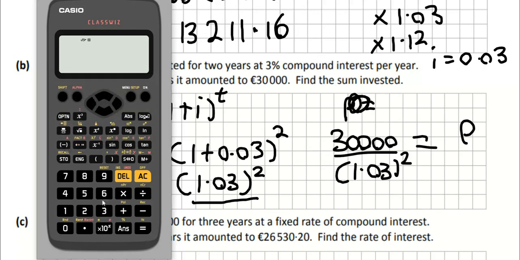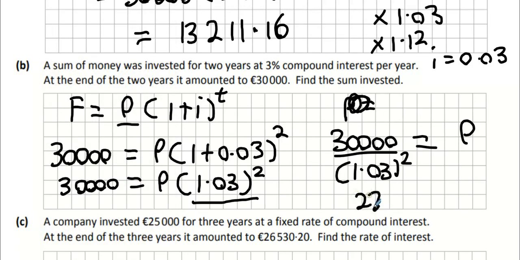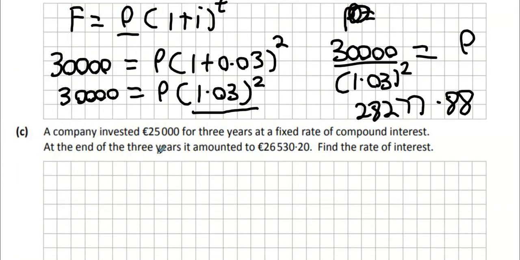So 30,000 divided by 1.03 to the power 2. 28,277.88. You okay with that? Okay. A company invested 25,000 euro for 3 years at a fixed rate of compound interest. At the end of the 3 years, it amounted to this much. Find the rate of interest.